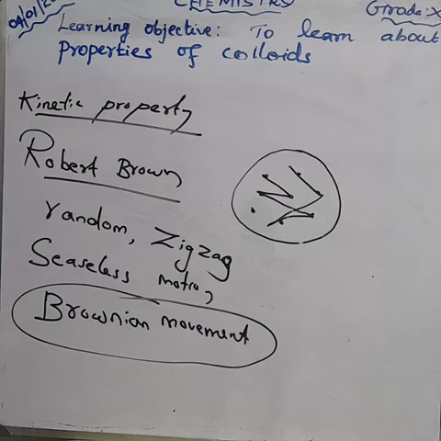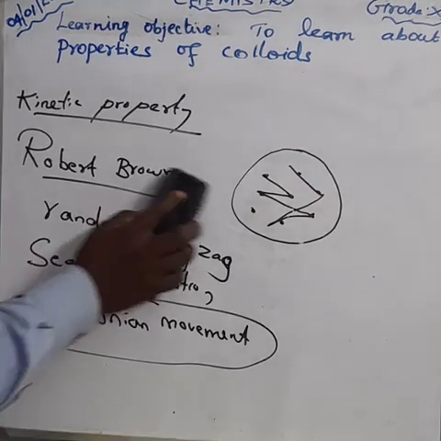Okay, that is, the Brownian movement does not allow the particle to be acted on by the force of gravity. Anyhow, the next one is about the electrical property. That means we have three important electrical properties.